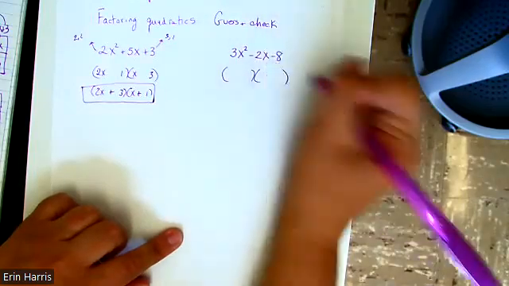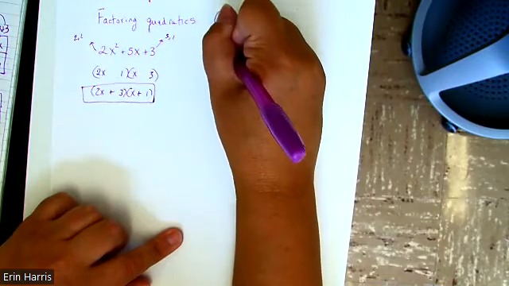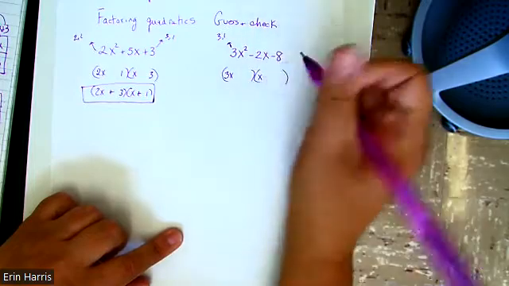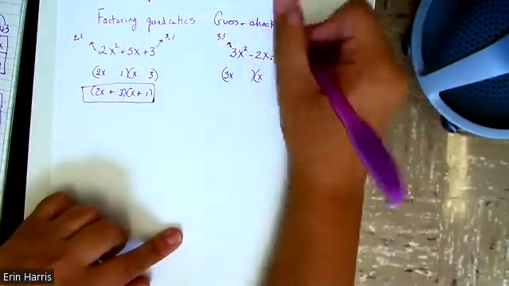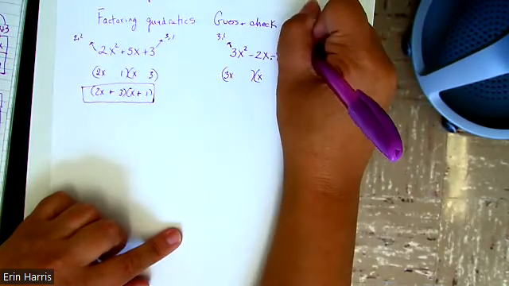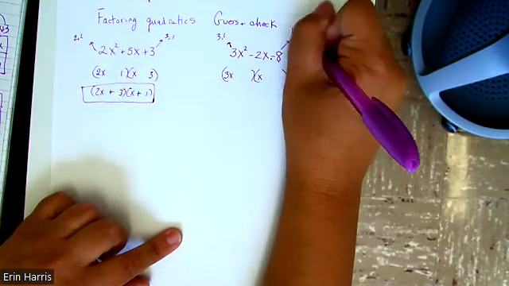Okay, and this one too is not so bad. Factors of 3, 3 and 1, right? So you're starting with 3x and x. All right, then -8. So one's got to be positive, one's got to be negative. Factors of 8 are 8 and 1, 2 and 4.